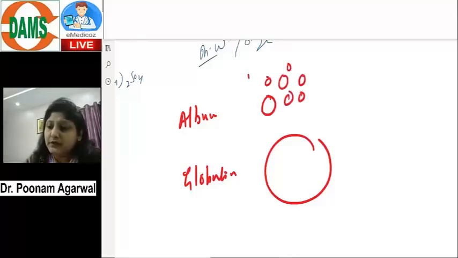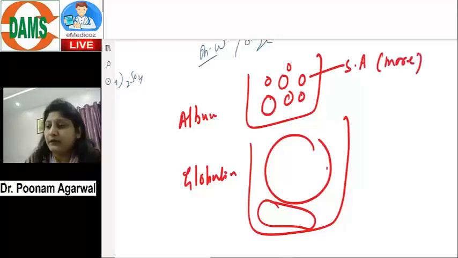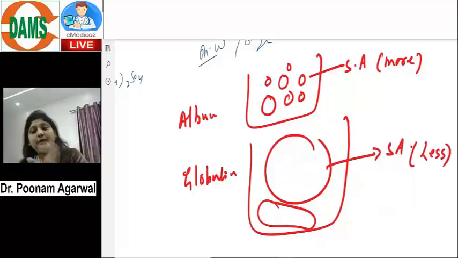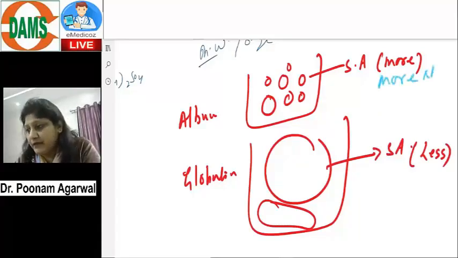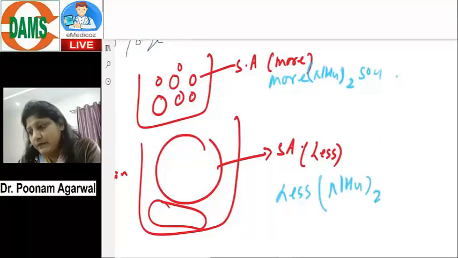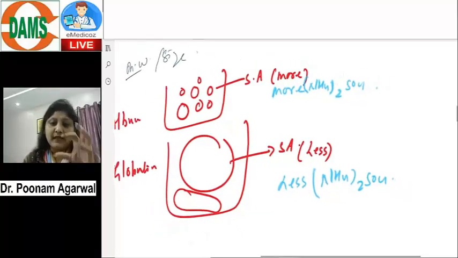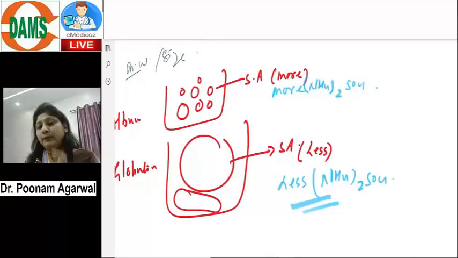In a 10 gram percent solution, more albumin molecules will be there, and the number of globulin molecules will be less. So the surface area is more for albumin, and because the number of molecules is less, the surface area is going to be less for globulin. So when you add ammonium sulfate, you need to add more to precipitate albumin and less to precipitate globulin, because the shell of hydration which needs to be detached is dependent upon the surface area. More surface area means more shell of hydration, less surface area means less shell of hydration. So globulin has less shell of hydration, so less ammonium sulfate is needed to precipitate it, but albumin requires a higher amount.